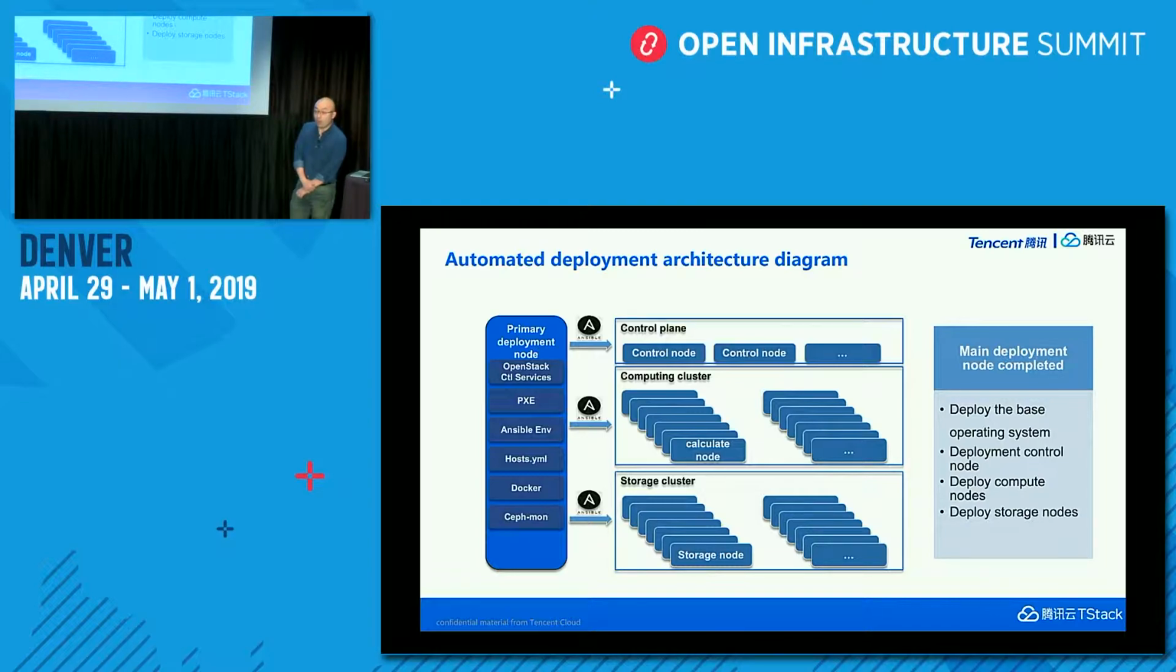Here is just an example of how we do this kind of automated deployment. Firstly, we deploy what we call the primary deployment nodes for the PXE and for the OpenStack services and for the Ansible environment, etc. So based on this primary deployment node, they can launch in parallel all the deployment tasks for different nodes, like the control planes, the storage nodes or the computing nodes. Through these parallel solutions, we can improve the efficiency of the whole deployment procedure.